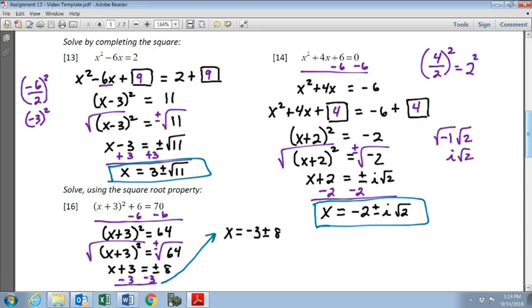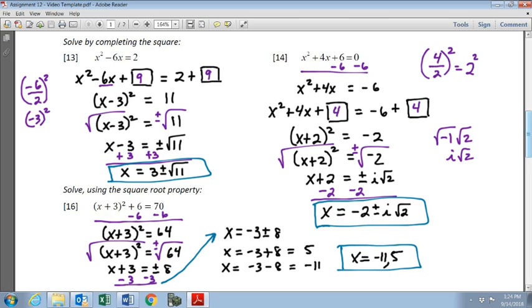We have negative 3 plus 8. We can add that together and we get 5. And our other answer will be negative 3 minus 8. And so there we're going to get negative 11. So our answers are negative 11 and 5. All right.